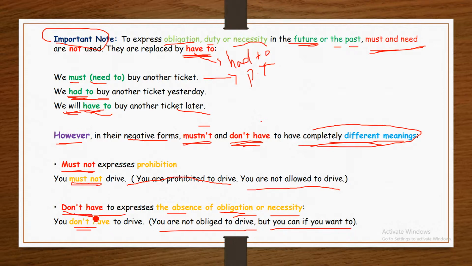It means don't have to is used to express the absence of obligation. There is not an obligation, or it is not necessary. You are not obliged. You don't have to drive. It means you are not required to drive. But if you like, you can drive.